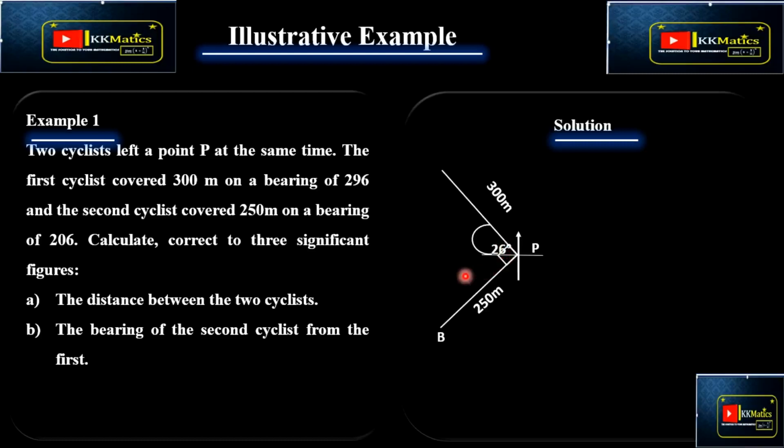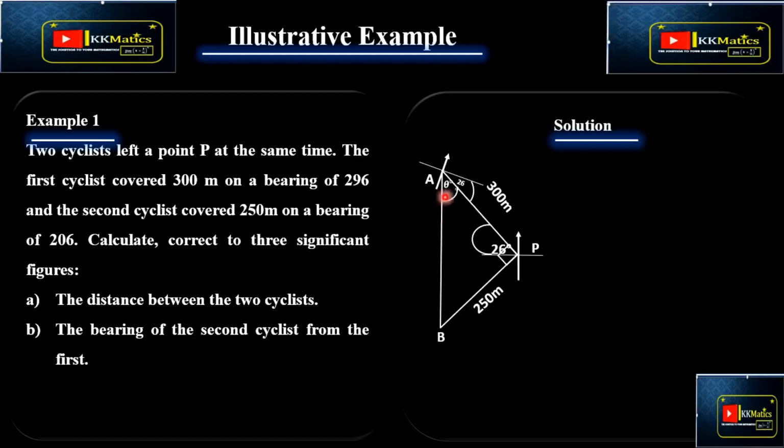From there we move on. We weren't given any further information, so we're just told to calculate, to three significant figures, the distance between the two cyclists. We can't do anything further, but what we could do is join this line to that line and name it A. The angle theta is written there mainly because we're told to find the bearing of the second cyclist from the first.